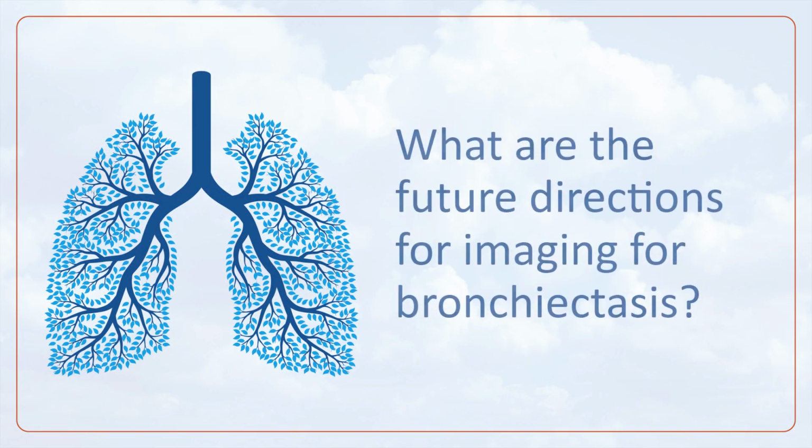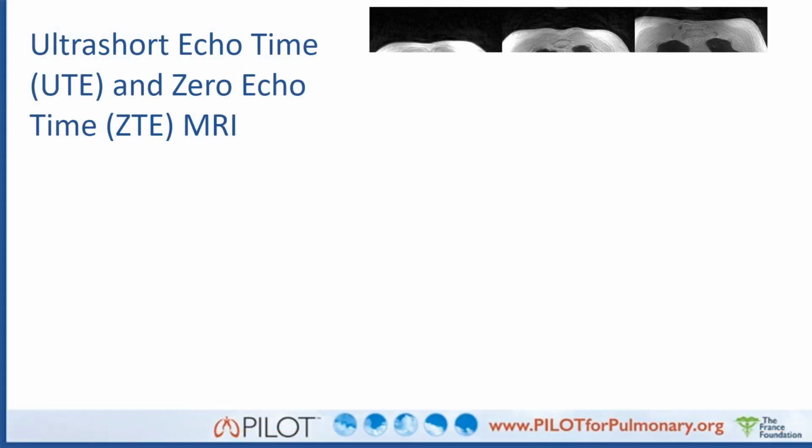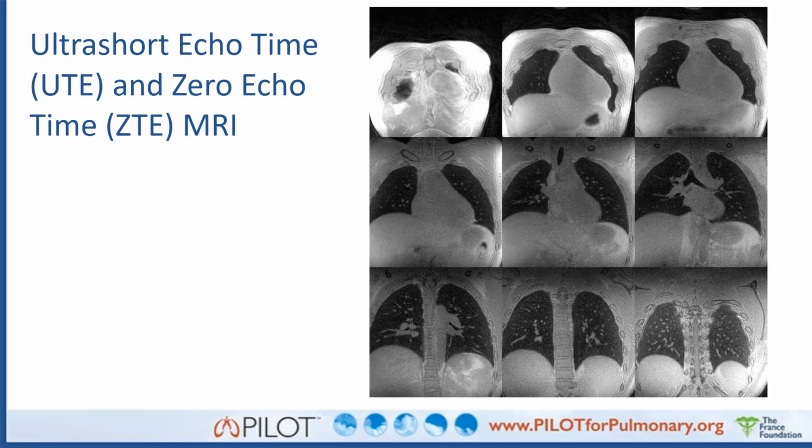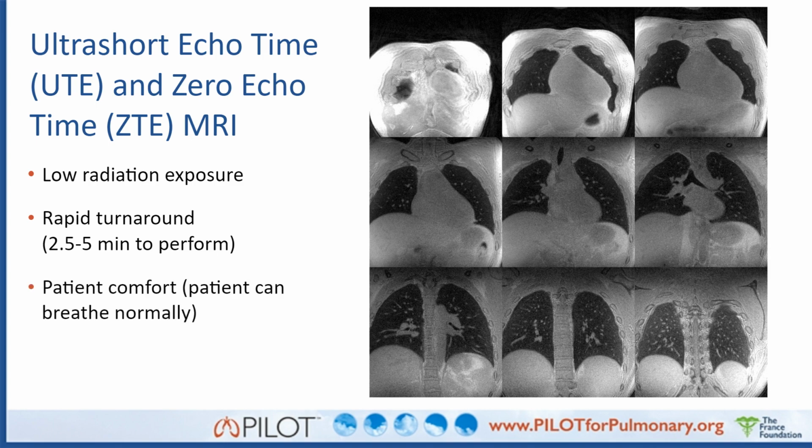What are the future directions for imaging of bronchiectasis? It would be ideal if we have to have repeat imaging that we keep in mind the lowest radiation dose possible. New MRI techniques, I'm optimistic about them because they have no radiation and they can be done in a very short period of time. UTE and ZTE take 2.5 to 5 minutes to perform, and they can be done with the patient breathing and the machine tracking the breathing. So it's very comfortable for patients. You can see the good quality of the images we had done on a healthy volunteer.